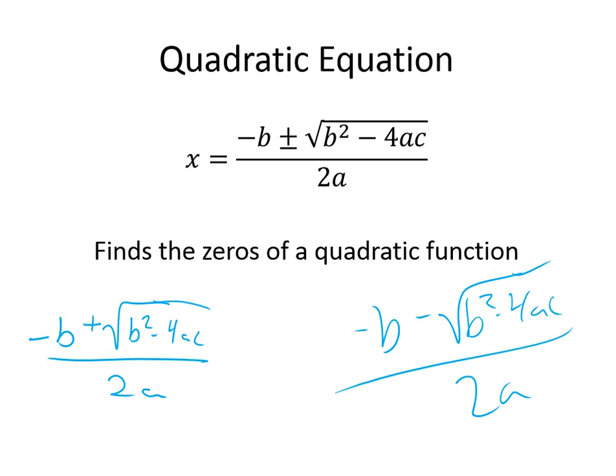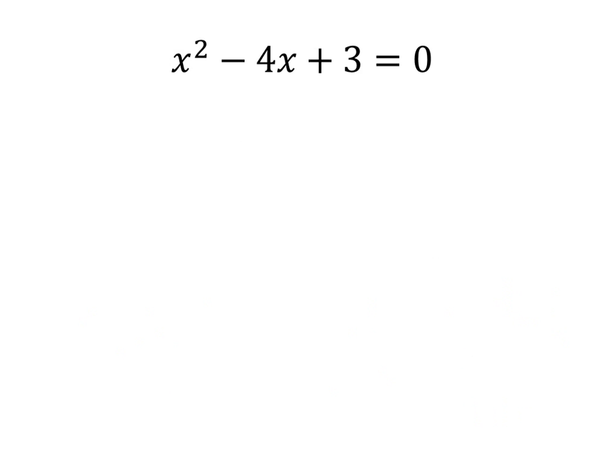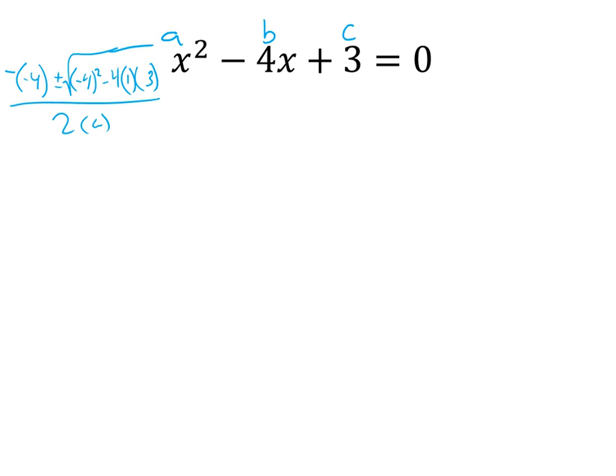Sometimes you'll come up with imaginary numbers and numbers that don't come out as nice round numbers. Remember, in standard form, the number attached to the x squared is the a, the number attached to the x is the b, and the number that doesn't have a variable is the c. So in this case, we would go negative b, which is negative 4, plus or minus the square root of b squared, which is negative 4 squared, minus 4 times a, which is 1, times c, which is 3, all over 2 times a, and a is 1.